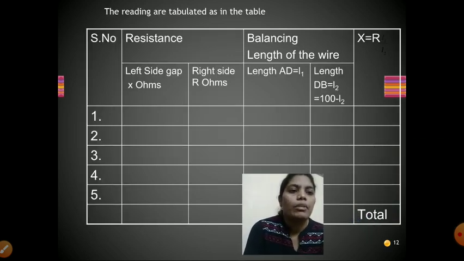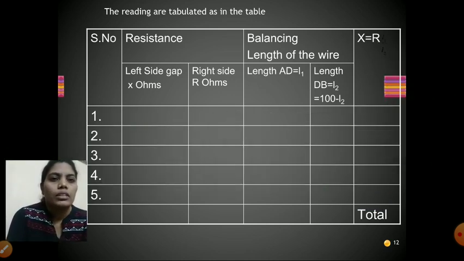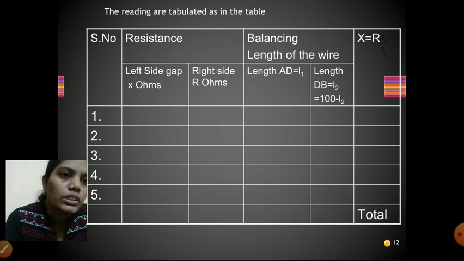So this is the tabular form we can use: serial number, resistance in the left side gap, balancing length of the wire, and the formula for X, which is X equals R into L1 by L2.